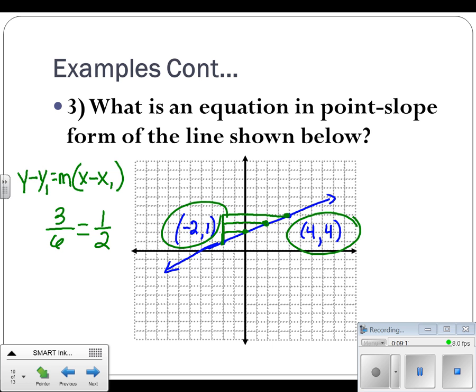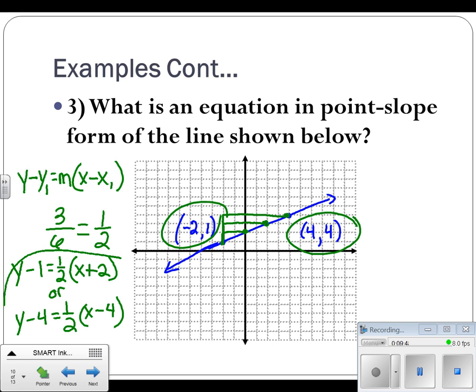I guess we could write two answers. y minus, now our y coordinate, 1, equals 1/2, which is your slope, times x minus your x coordinate, which is -2, so that would be +2. Or if you pick your other point, it'd be y minus 4, which is the y coordinate, equals the slope, times x minus the x coordinate. So either of these would be correct.